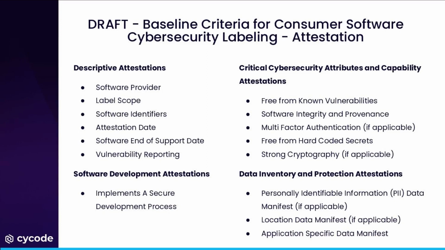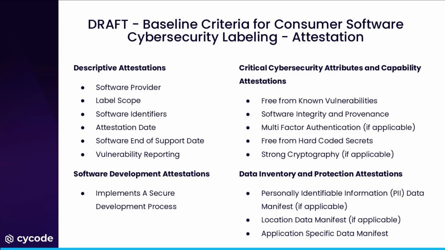The baseline criteria for consumer software labeling includes the following aspects. It includes descriptive attestations, which simply describes the nature of the software in a meta sense, and also includes other details on it that you can see here. This is all designed to establish a baseline set of technical criteria to inform the responsibilities of consumer software providers and a software label. These ultimately convey good practices for secure software development during the life cycle of the software.